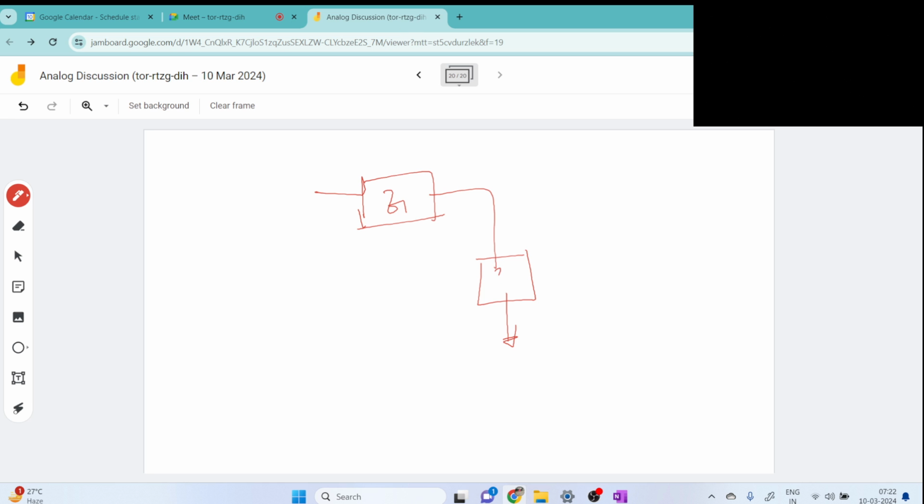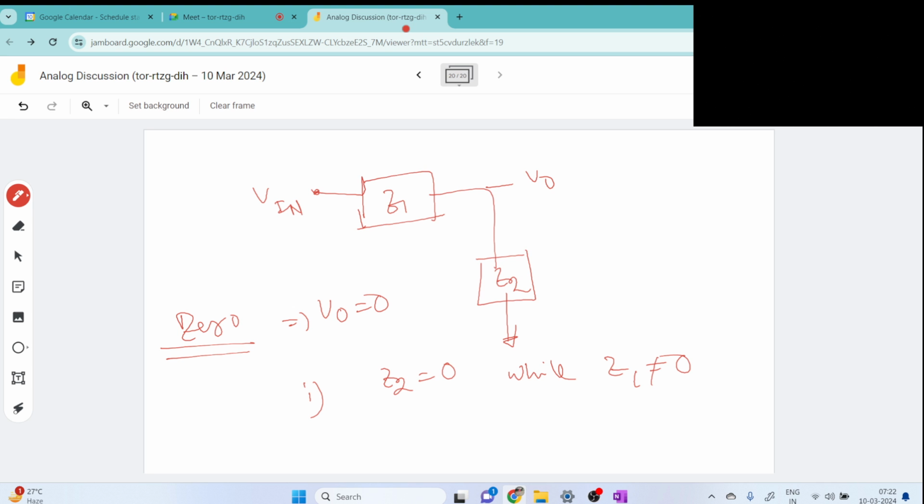Let's have an impedance of Z1 and an impedance of Z2. For zero we know that V out will be zero. For which condition can V out be zero? There are two conditions. If Z2 becomes zero while Z1 is not equal to zero, this is one condition. And the second condition is Z1 is infinite while Z2 is not infinite.